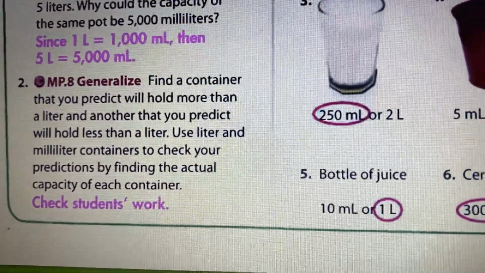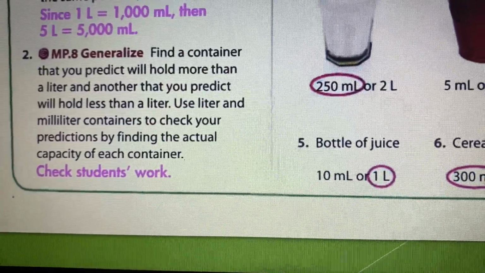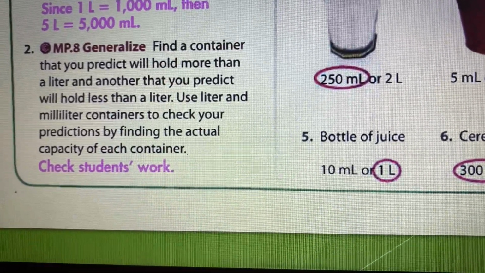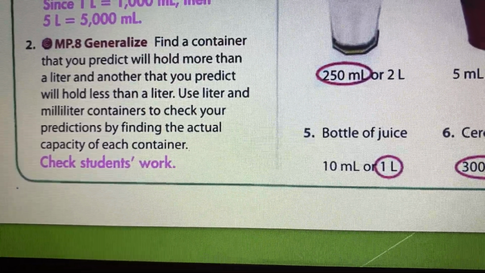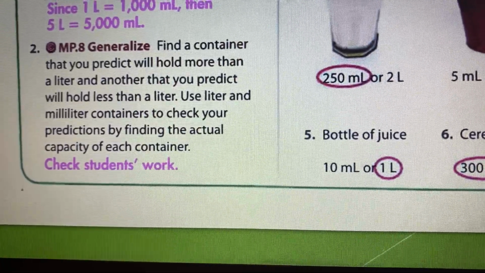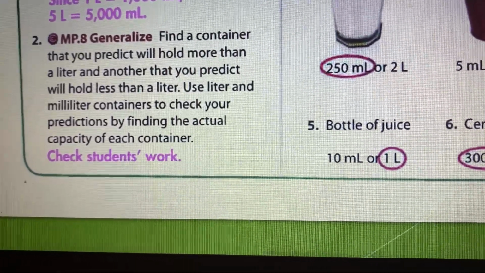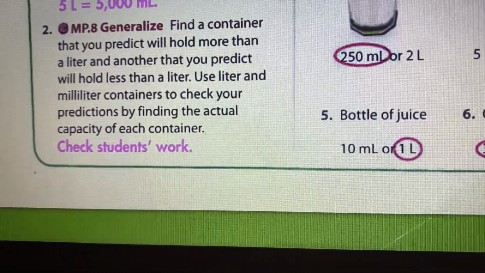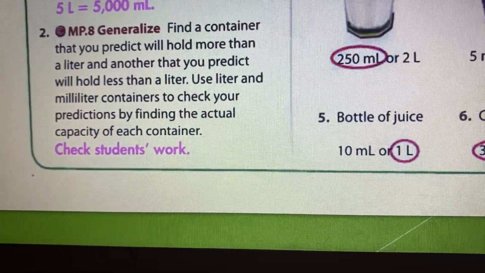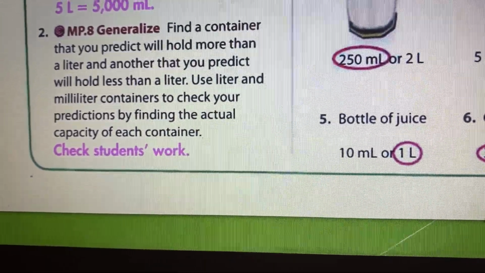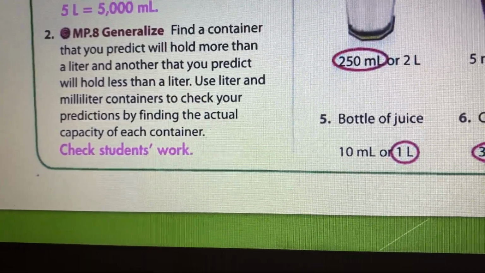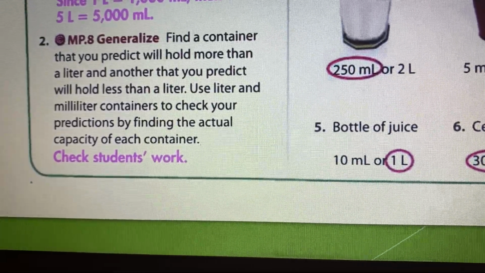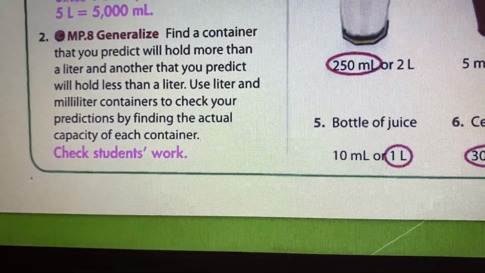Question number 2, this will be your activity. Find a container that you predict will hold more than a liter and another that you predict will hold less than a liter. Use liter and milliliter containers to check your predictions by finding the actual capacity of each container. This question is an activity. Try to make a video or just photos. Show me objects that can contain more than 1 liter, objects that can contain less than 1 liter, and send it to me.